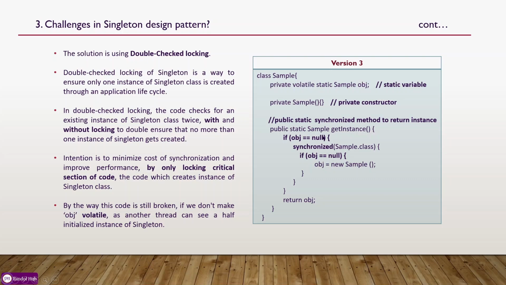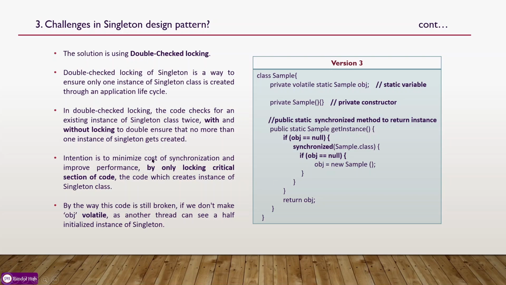If the object already exists, it just returns the object. If not, it moves on to the synchronized block and checks once more if the object is null, and only if it's null does it create the singleton instance. Since we have two null checks here, this locking mechanism is called double checked locking. We have double null checks followed by a synchronized block, which is the locking mechanism for the threads.